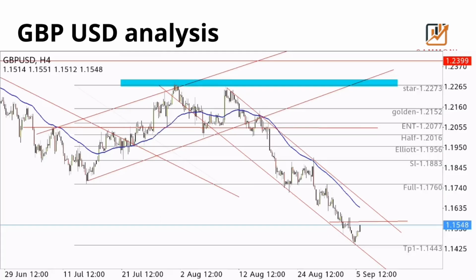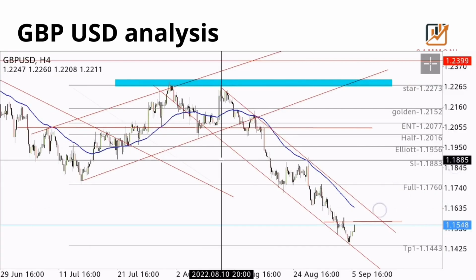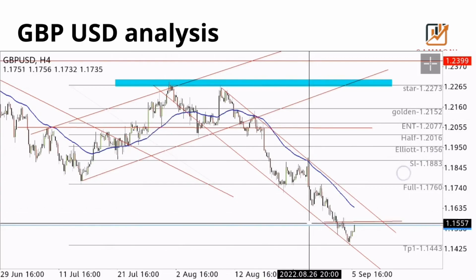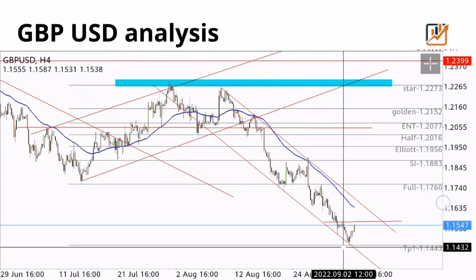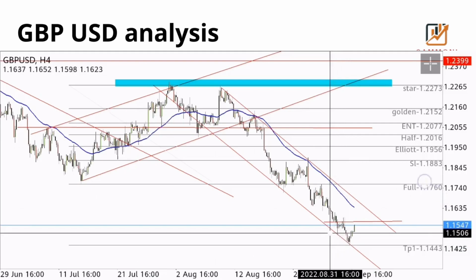Now take a look at the GBPUSD currency pair. If we draw the Fibonacci retracement on the latest wave from that point to that, our first target at 1.1443 level is almost complete. Now what happened next?